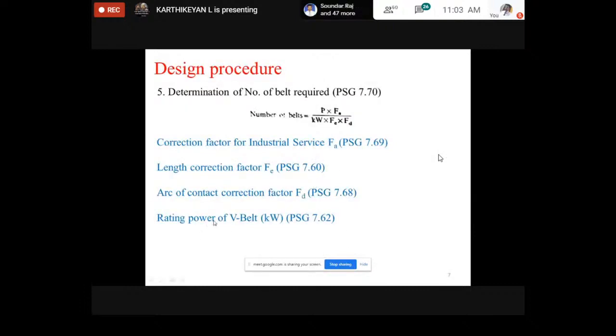The next one is the arc of contact correction factor, FD. This is also available in the PSG data book 7.68. And finally, the kilowatt rated power of the belt. This equation is available in the PSG data book page number 7.62. So these are all the data required to calculate the number of belts. In every V-belt design problem, we are calculating the number of belts.